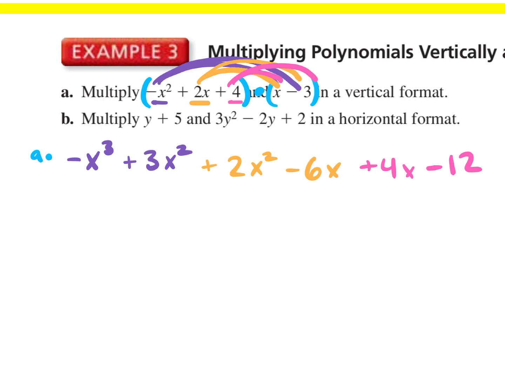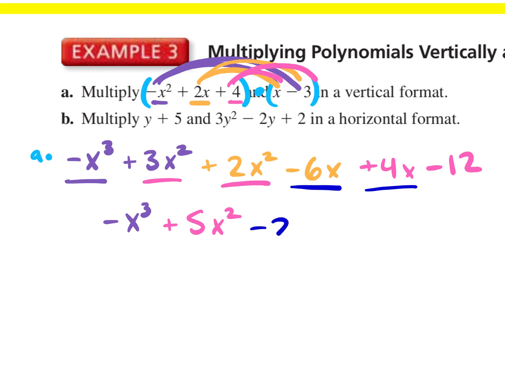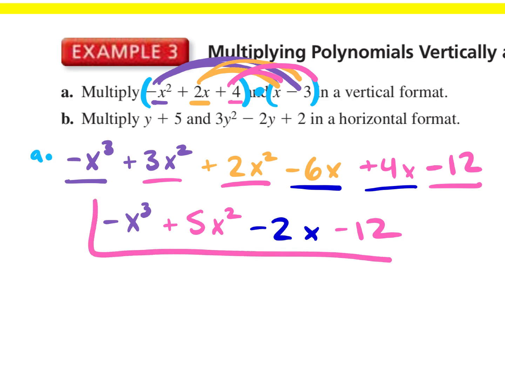Am I done? What do I have to do next? Combine like terms. So I can start with my highest degree, which is that negative x cubed. So negative x cubed would come first. Then I can move on to the x squareds. So I have 3x squared. Do I have any other x squareds? No. Oh yeah, sorry. 2x squared. What's 3x squared plus 2x squared? 5x squared. Then I can move on to the x's. I have negative 6x plus 4x, negative 2x, and then minus 12 doesn't have a like term, so just minus 12. So this would be our answer.